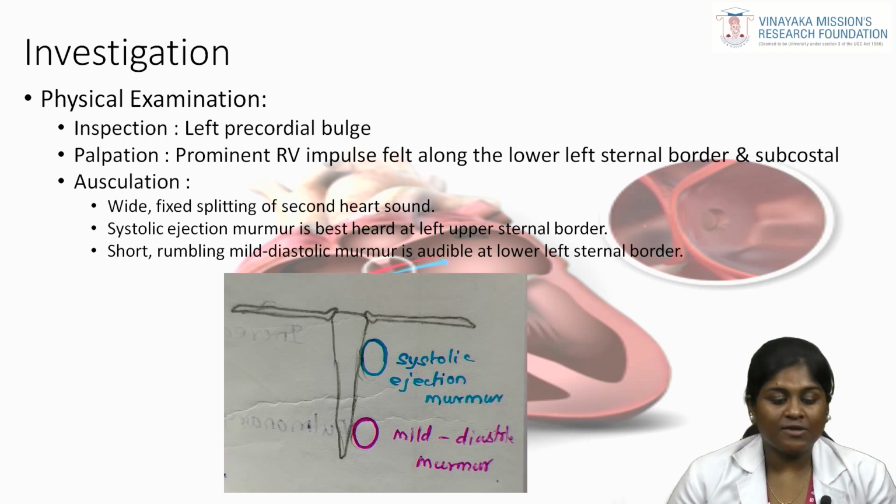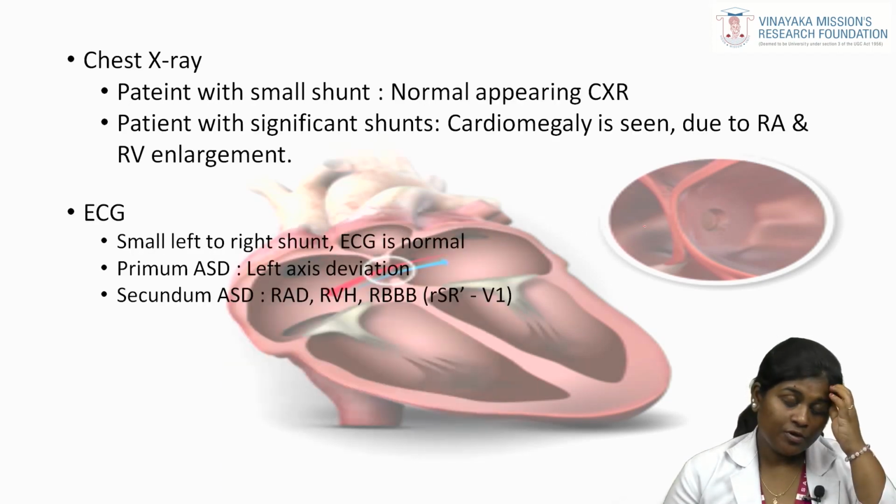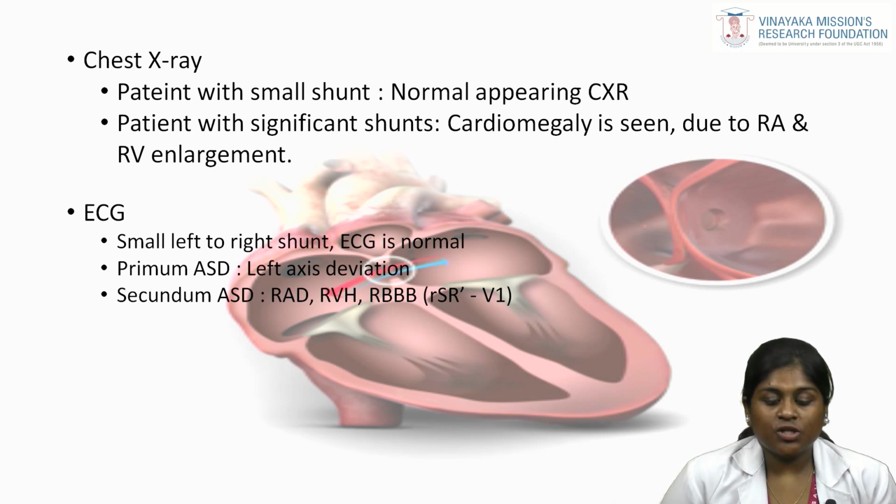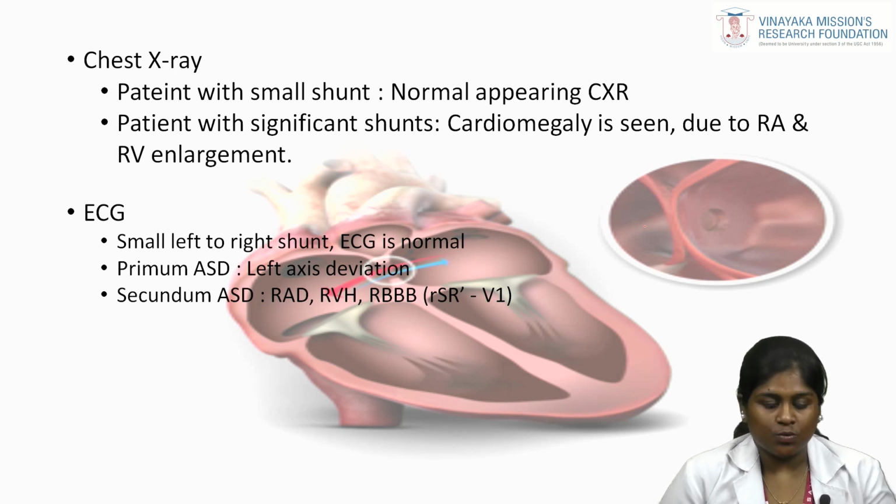So these are the physical examination findings, and moving towards the chest X-ray. A patient with a small shunt, that might be a small defect in the atrial septum, will be normal when we see the chest X-ray. A patient with a significant shunt, that means the atrial septal defect is very large, might be seen through chest X-ray as cardiomegaly due to RA and RV enlargement.